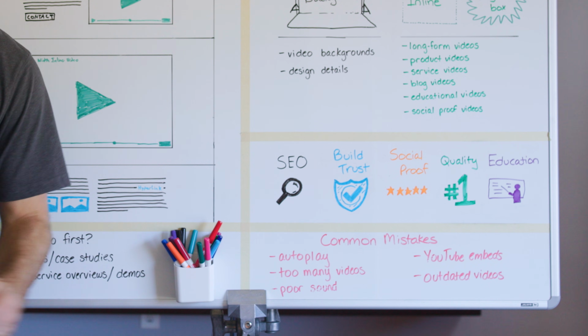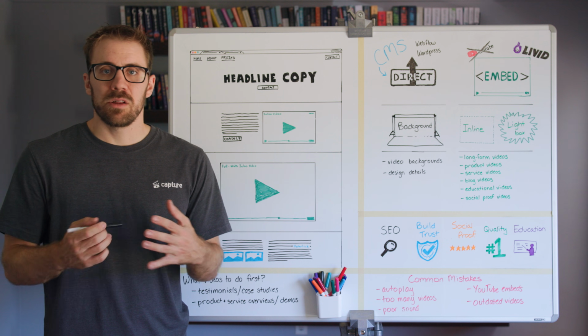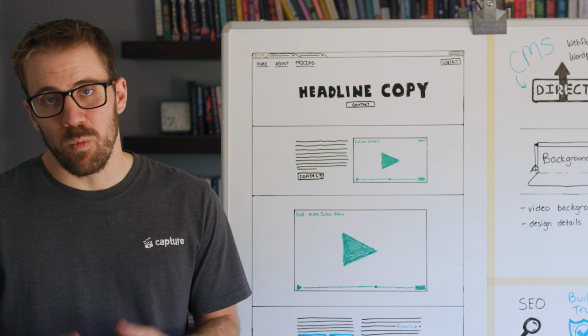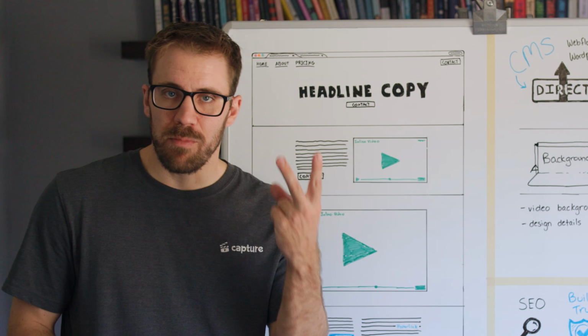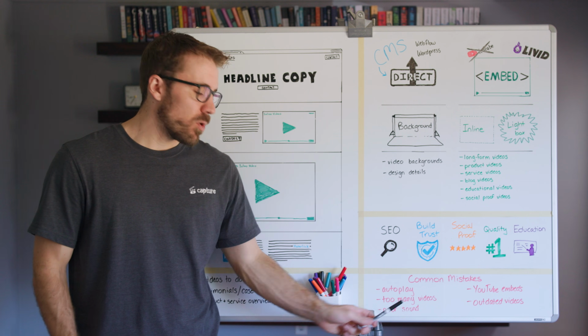Number two would be too many videos. Not only does it slow down your site, but it doesn't give a viewer a clear idea of what they should watch. On one web page, keep it down to one, maybe max two, unless of course it's like a portfolio website.